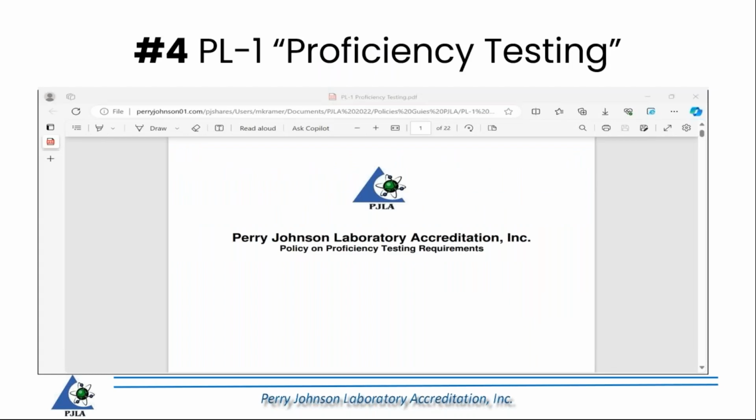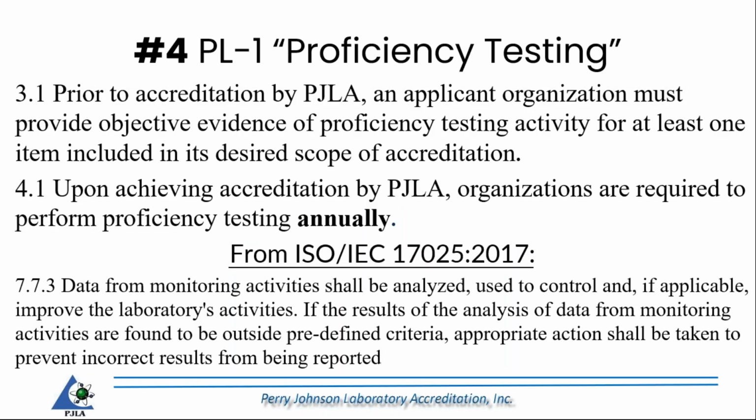All right, moving on, we're getting down to number 4. Again, this is one of our policies, proficiency testing, PL1, which correlates to ILAC policies. Proficiency testing is maybe the biggest source of nonconformance: not getting it done. Prior to accreditation, you have to at least complete one proficiency test. Once you're accredited, you're required to perform proficiency testing annually. So it may very well have been a source of a lot of the nonconformances there. I have a reference here to 773, which goes in conjunction from here.